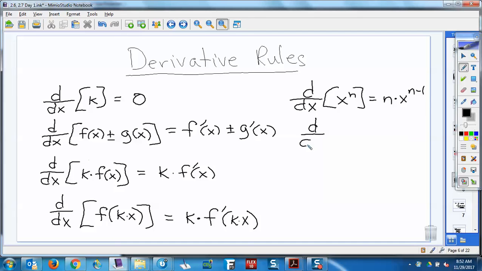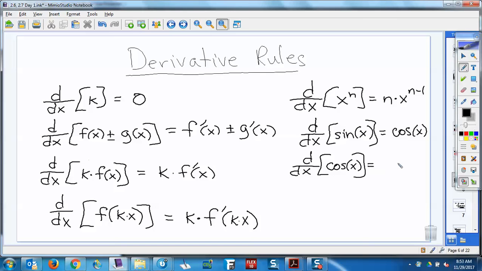We know that the derivative of sine is cosine. We actually know the derivative of cosine too, don't we? What was the derivative of cosine, remember? It was negative sine. We kind of did that with slopes and we looked at it. Okay, so now it's just something to memorize.